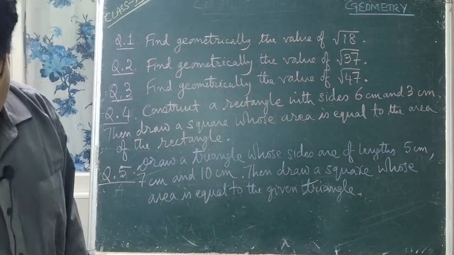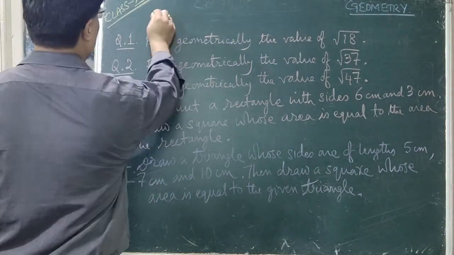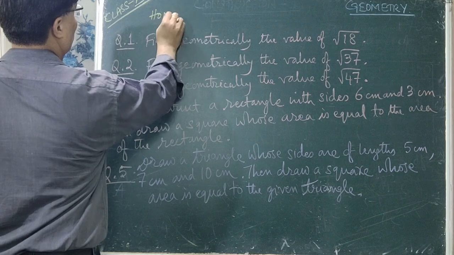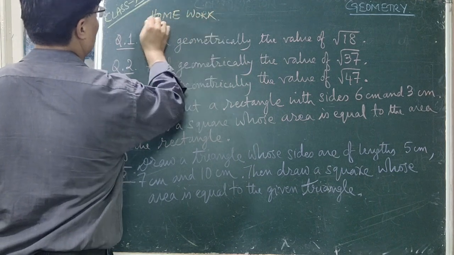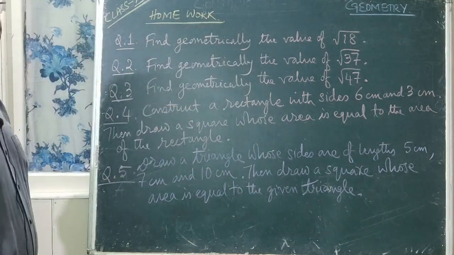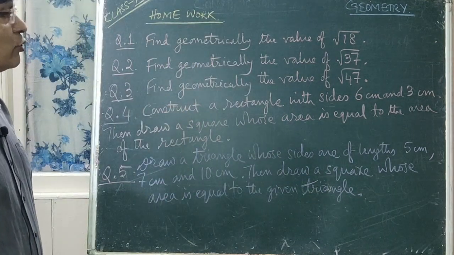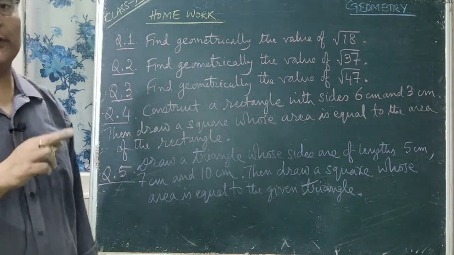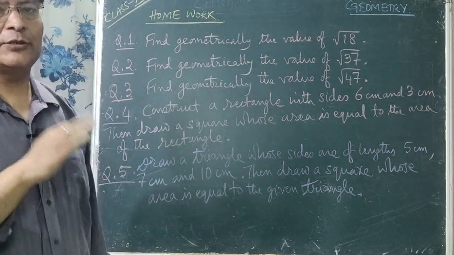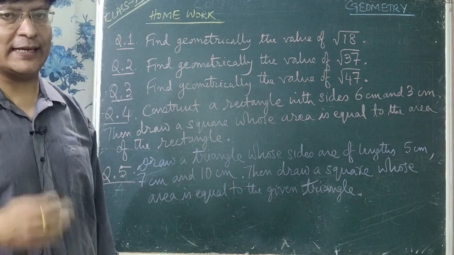So now these are your homework, right? You can do it at home. Question number 1 is, find geometrically the value of root over 18. So how will you write root over 18? Root over 3 into 6. You may write 3 into 6 or 6 into 3 like that, okay?